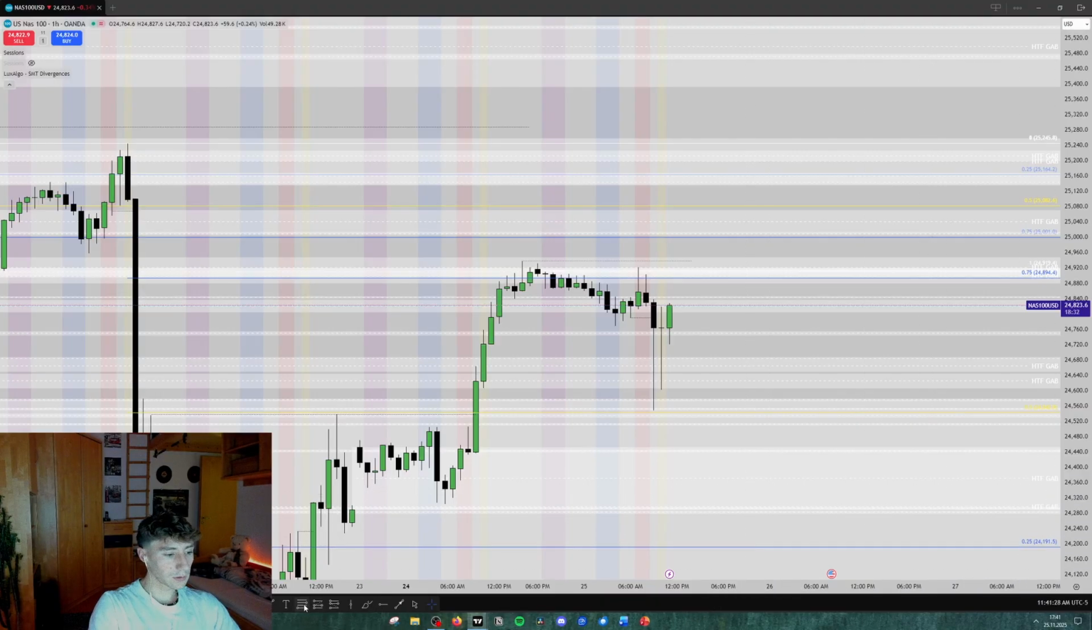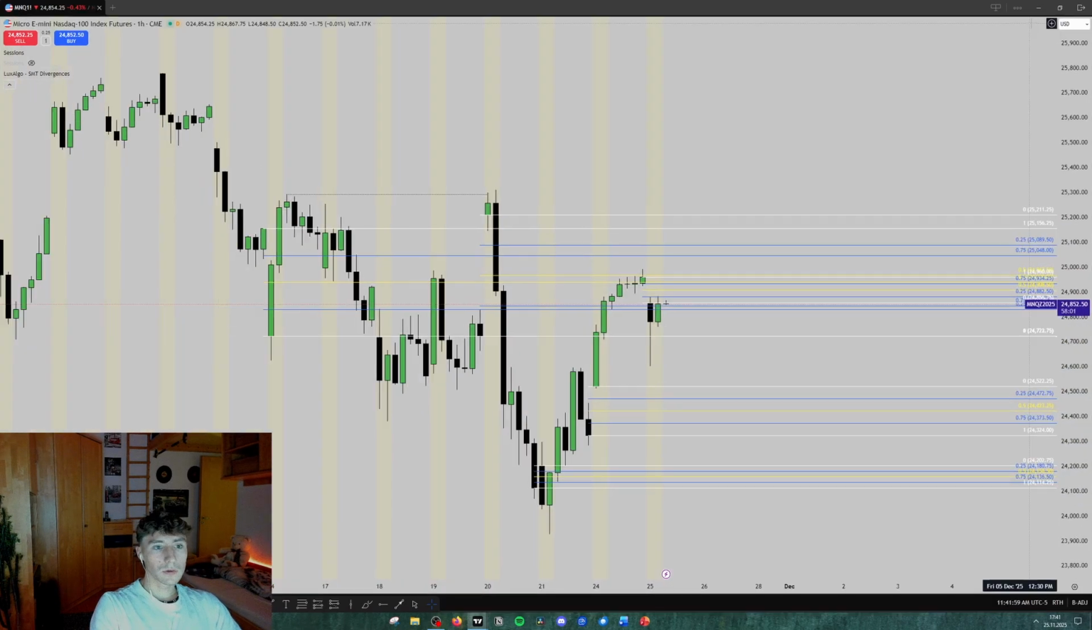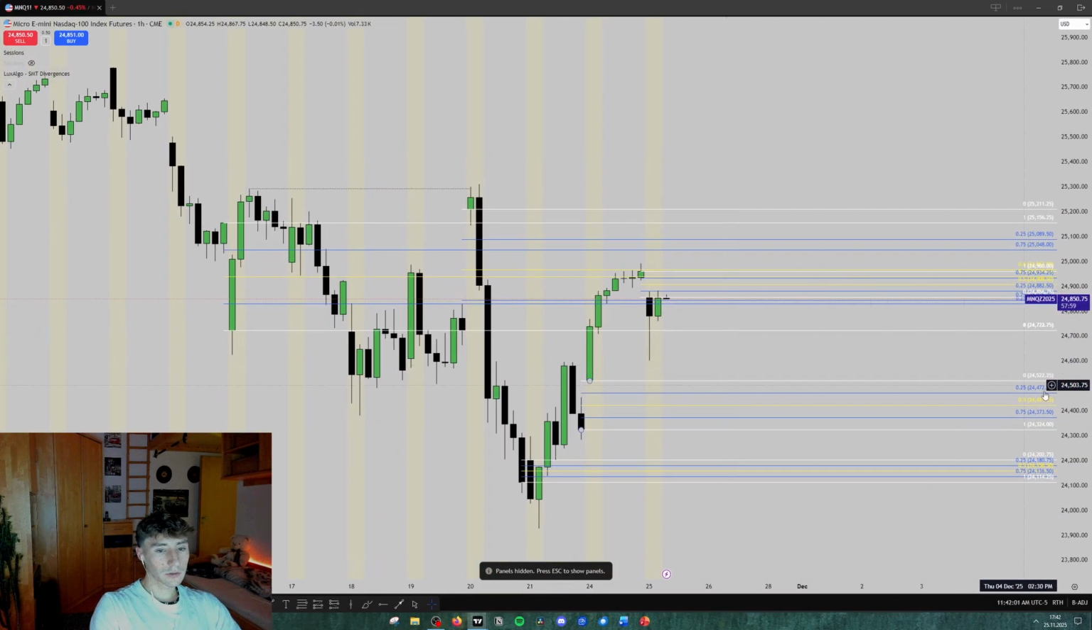So we can also look at the price range right here. So yeah, we traded below consequent encroachment of the market maker buy model, which is within a higher time frame market maker buy model. So yeah, let's take a look at regular trading hours.